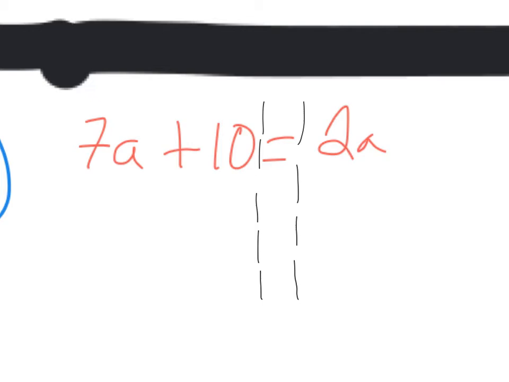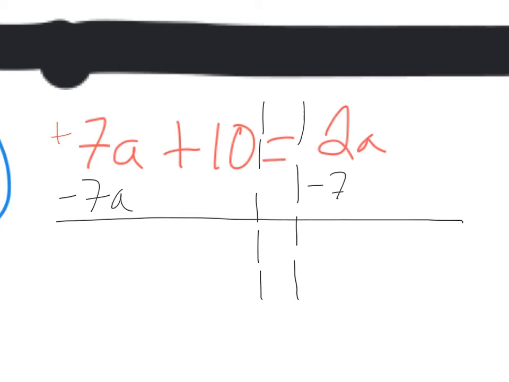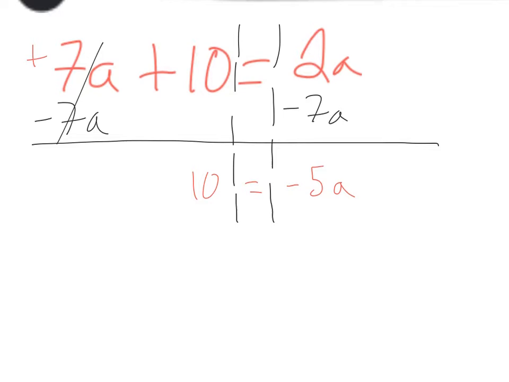This is a positive 7a because nothing's in front of it. So the way I can get rid of a positive 7a is to take away 7a. Whatever I do to one side, I have to do to the other side. This cancels out. You can bring down your 10, and that's going to be equal to 2a minus 7a. If you think of 2 apples and you take away 7 apples, you're going to have negative 5 apples left over.